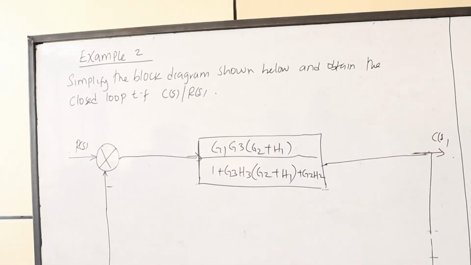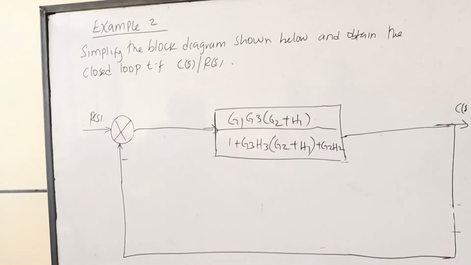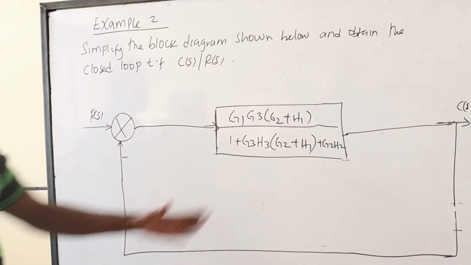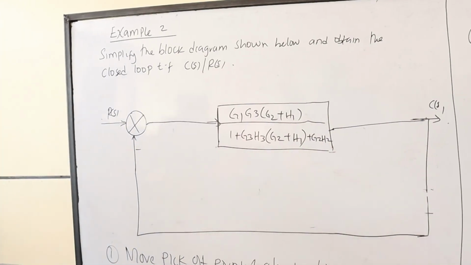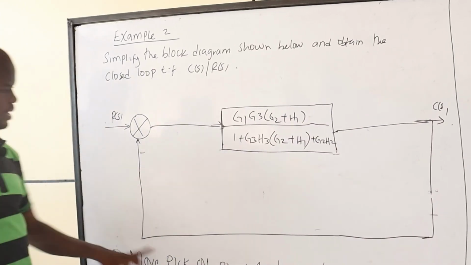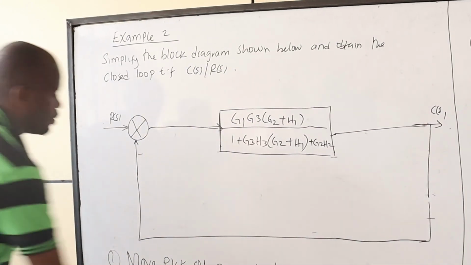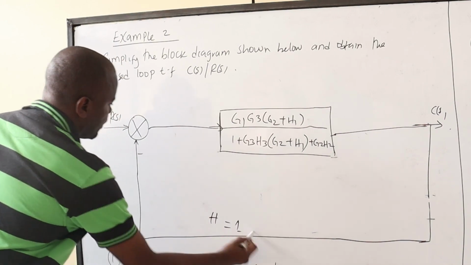We can now see that we have a canonical block diagram. It has one forward element and one feedback element, and without anything on that feedback element, it means that the value of H is equal to 1.